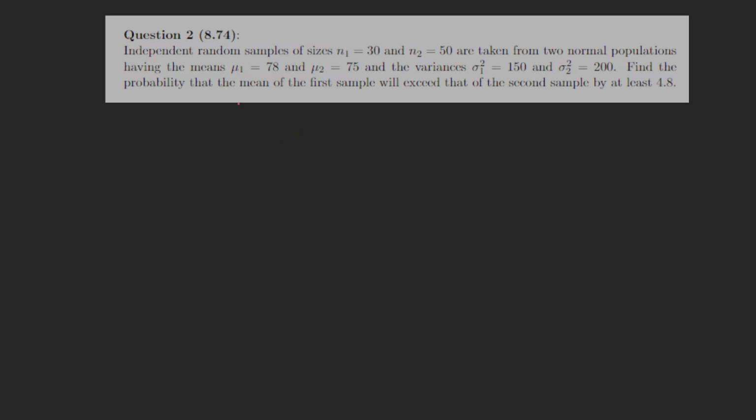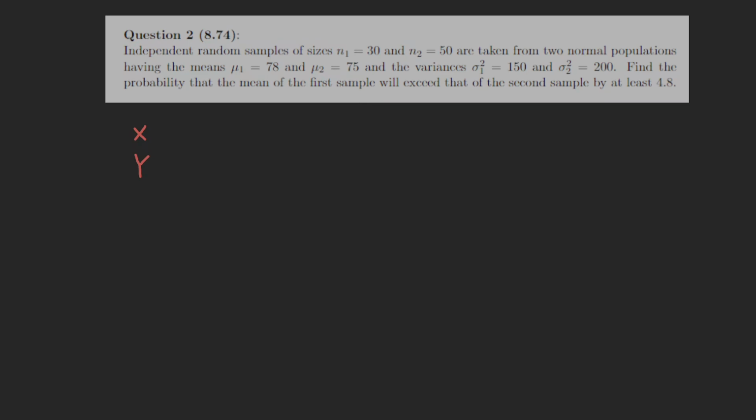And so to dissect this problem, I'm sure you've read it a couple of times. You basically have two distributions. I'm going to call the first one x, which has a mean of 78, a sample size of 30, and a variance of 150, right? We'll call that x. And then we also have distribution y, which is the second one over here. And we want to find the probability that the mean of the first sample will exceed that of the second sample by at least 4.8.